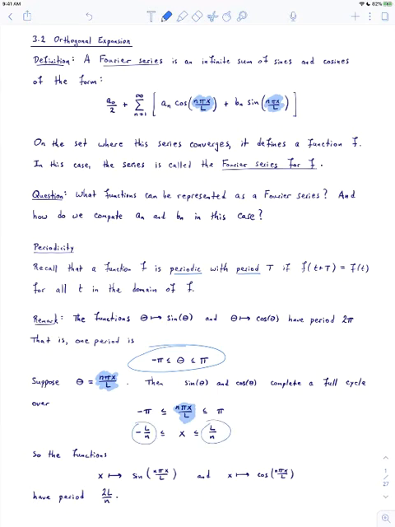So the functions that take x to sine of n pi x over L and x to cosine of n pi x over L both have period 2L over n. 2L because the distance between these two numbers, minus L over n and positive L over n, is 2L over n. So they both have period 2L over n.